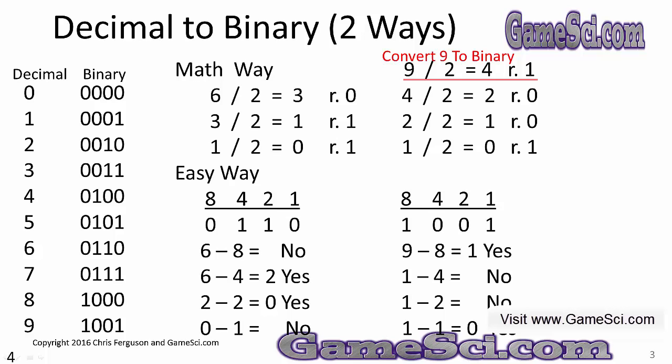9 divided by 2 is 4 with a remainder of 1. Pretty simple. I'll take that 4 that's left and do a 4 divided by 2, which has an answer of 2 with a remainder of 0.